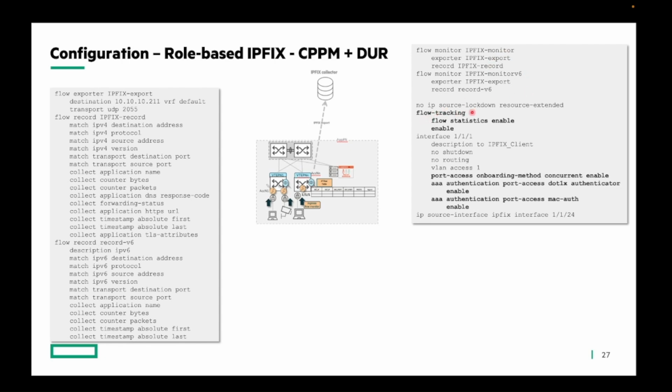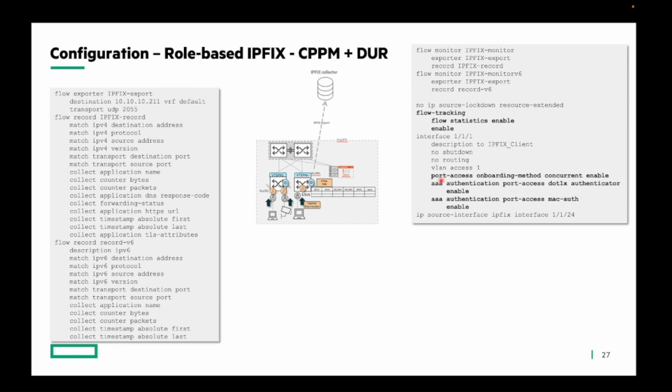No IP source lockdown resource extended, right? We are mutually exclusive. So bold one to understand that this is an important configuration for role-based IPFIX. In the role-based, we have a new thing which is flow statistics enable. This command makes sure that role-based IPFIX works. So ensure that, because just flow tracking enable does not help. And it is CPPM plus DUR.